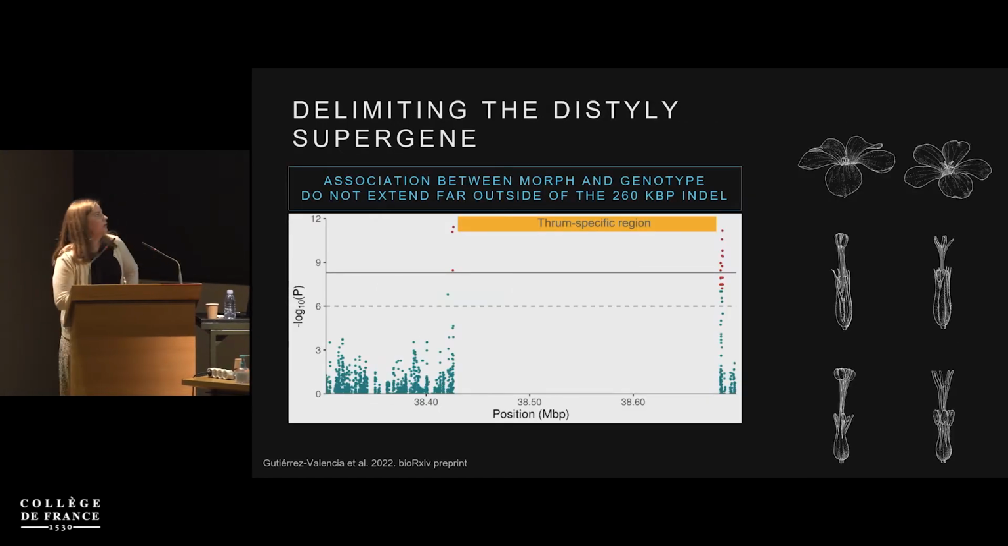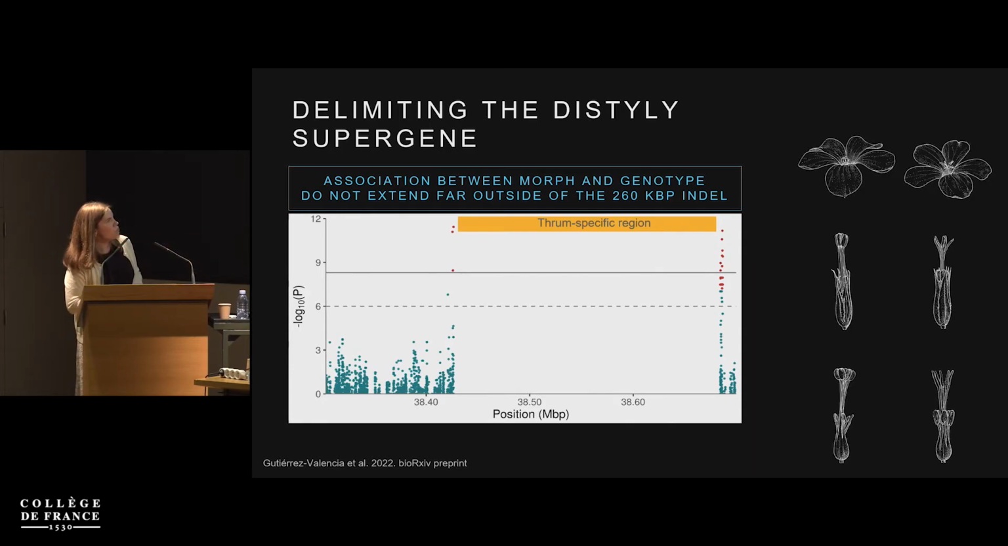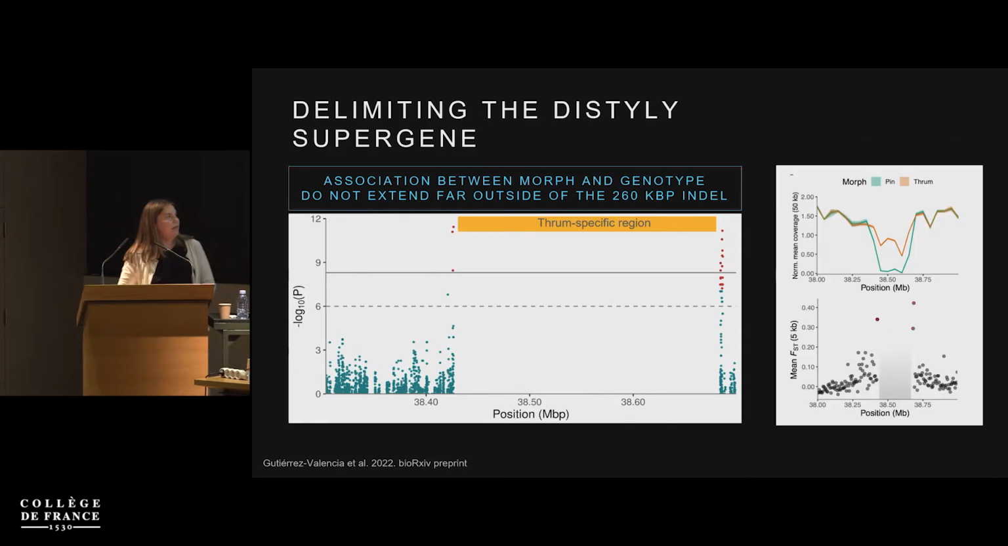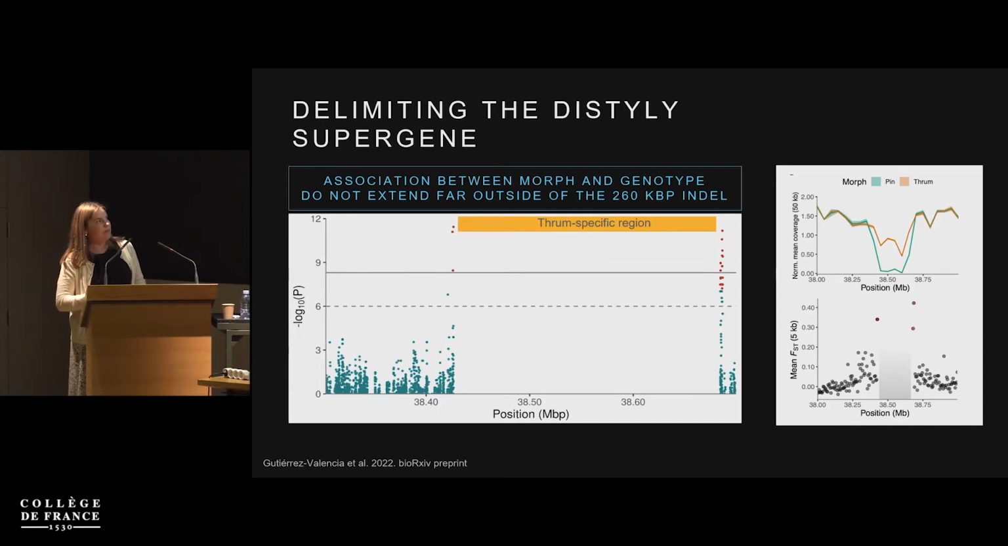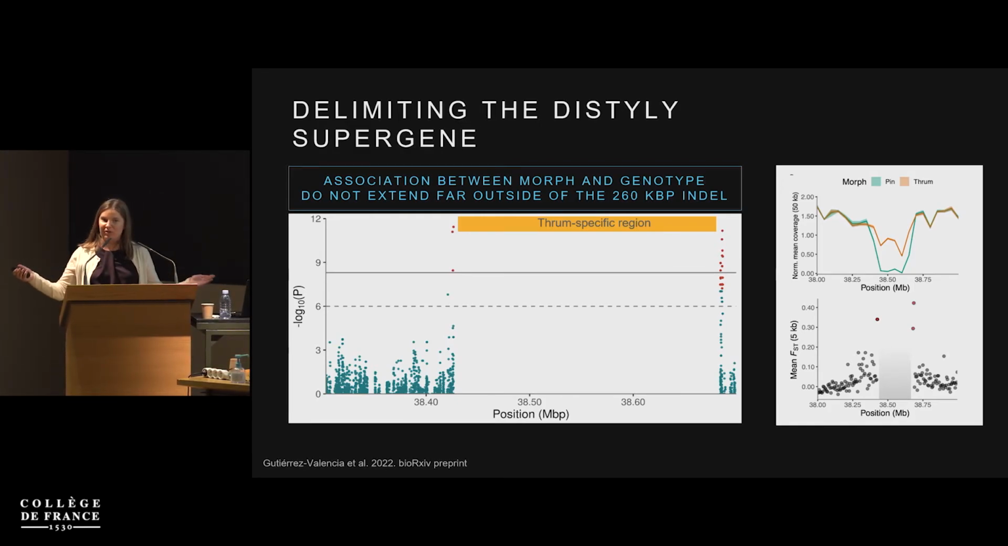Is that all, or could recombination be suppressed in a broader region? Well, the association between morph and genotype does not really extend very far outside of this 260 kb indel, only about 15-20 kb on each side. And if we look at FST between pins and thrums, we see elevated FST between them, but only right next to the indel, not stretching far outside as you would expect if there was a bigger region with suppressed recombination.